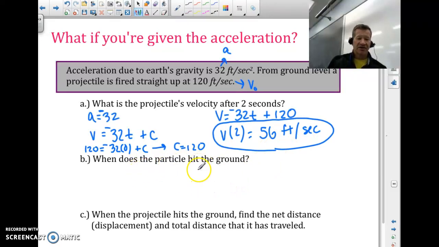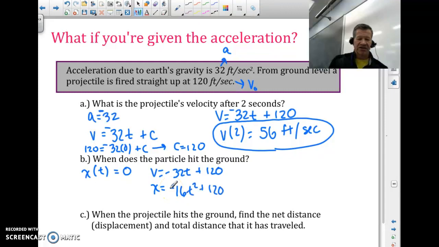When does the particle actually hit the ground? Well, they want to know at what time it hits the ground. So at what time will the position be 0? When will its height be 0? Is what I want to know. Well, I need a position function for that. So if velocity is negative 32t plus 120, which we found in part A, then position is going to be what? Negative 16t squared plus 120t plus c.